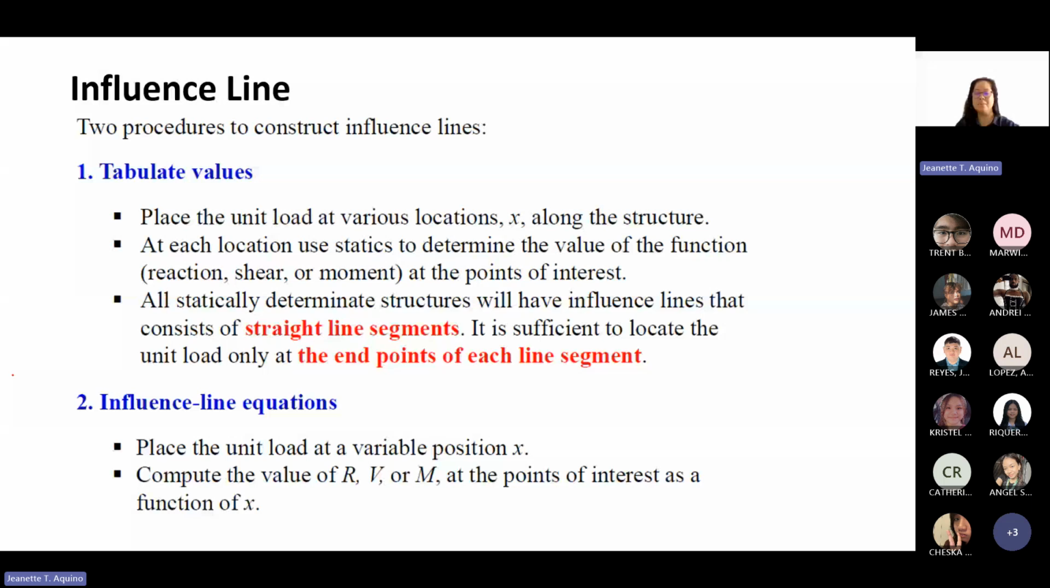The second is the influence line equation. We place the unit load at the variable position x and then compute the value of the reaction R, the shear V, or the moment at the point of interest as a function of x. To understand this procedure, let's solve an example.